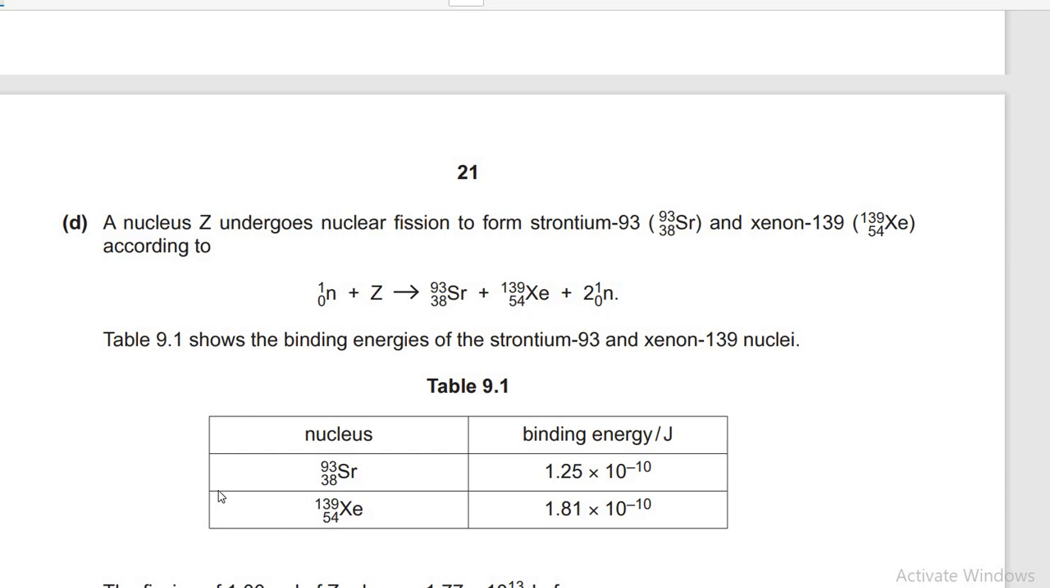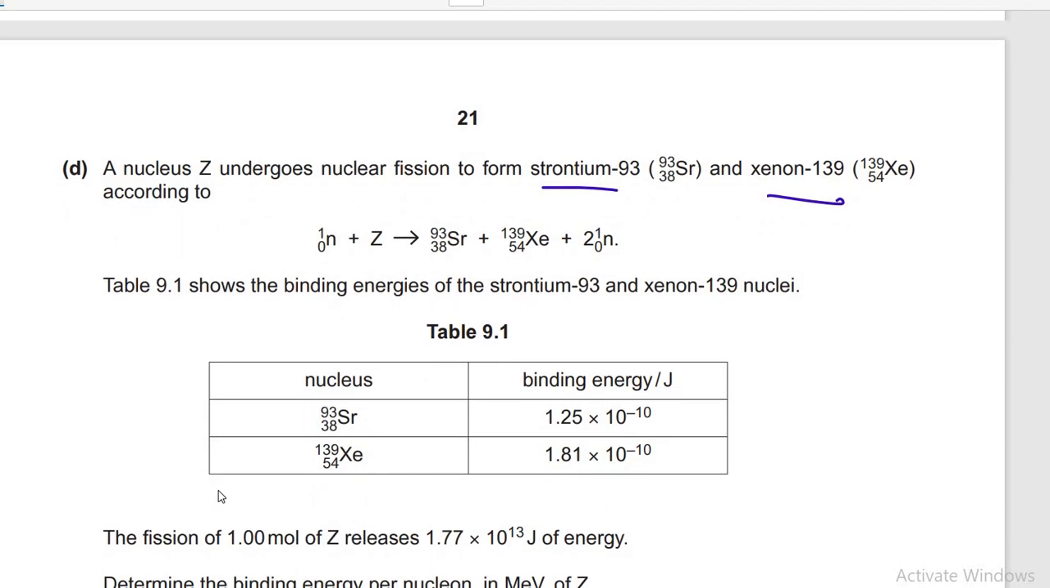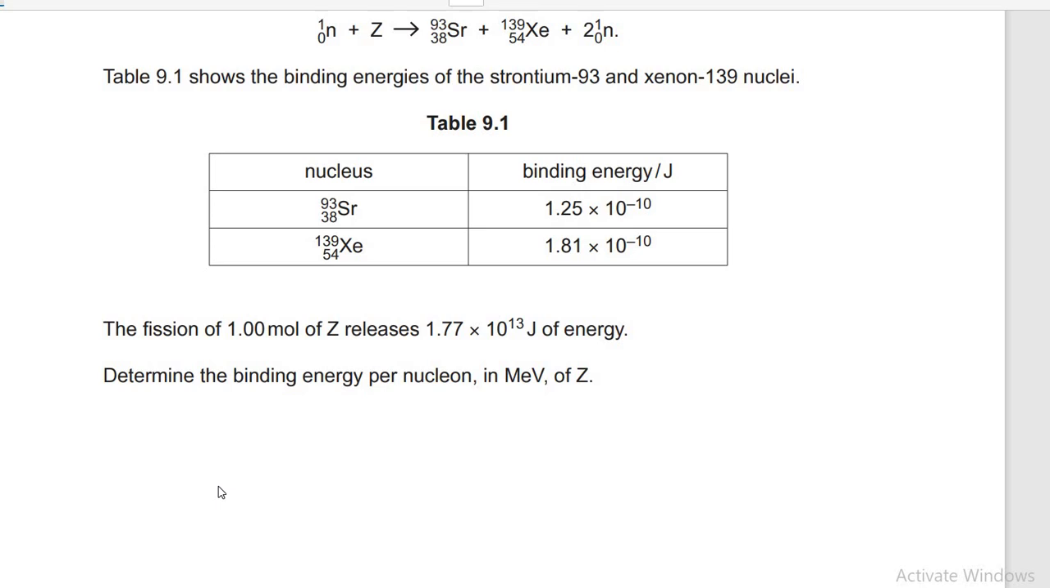So the question: a nucleus Z undergoes nuclear fusion to form strontium-93 and xenon-139. 1 mole of Z releases 1.77 times 10 to the 13 joules of energy. So 1 mole of Z gives us 1.77 times 10 to the 13 joules.